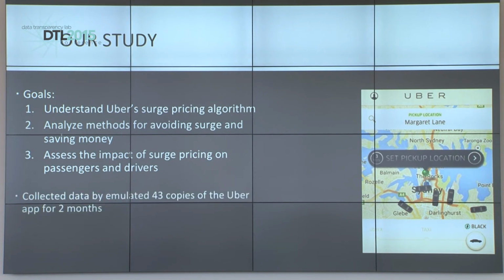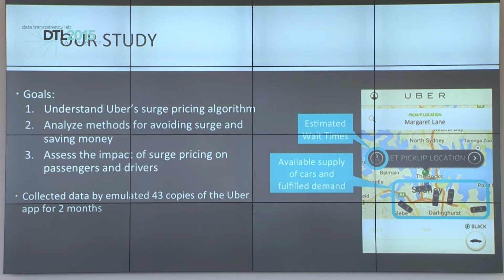So to understand how Uber works, we use their own smartphone application. So we ran 43 copies of the Uber app for 2 months, and we collected a ton of data from New York and San Francisco. From the app, you can get a lot of very useful data. You can get the wait times for cars. You can actually observe the available supply and the fulfilled demand. So you can see all the cars that are available and driving around. And when those cars disappear, it means the car got booked.